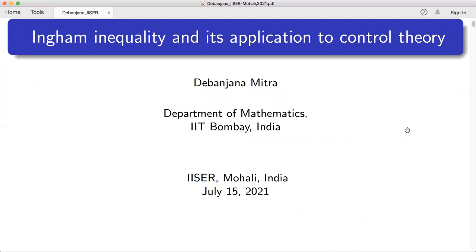Okay, so what I planned today, I will mostly discuss the Ingham inequality. I don't know, maybe it is familiar to the group, I'm not very sure. So I will briefly give the proof also. And then I will give some outline of how it is important to control theory, or why that inequality comes into the picture from the PDE and control theory point of view.